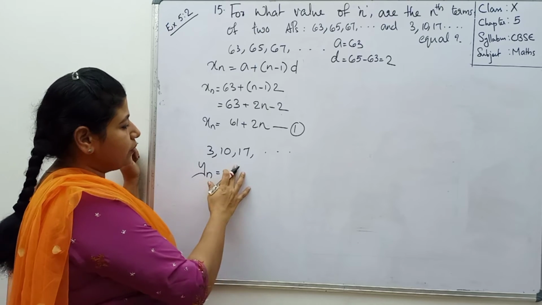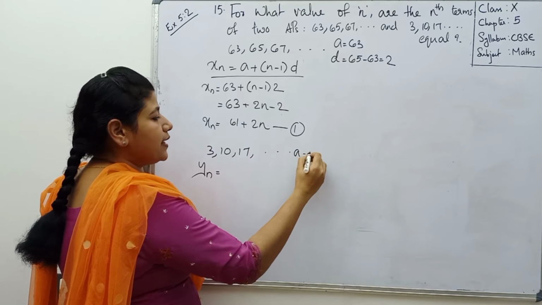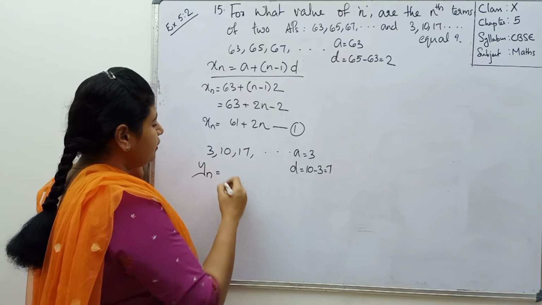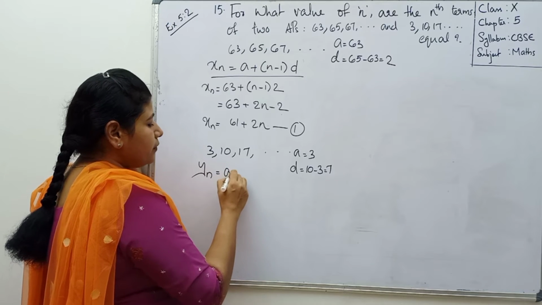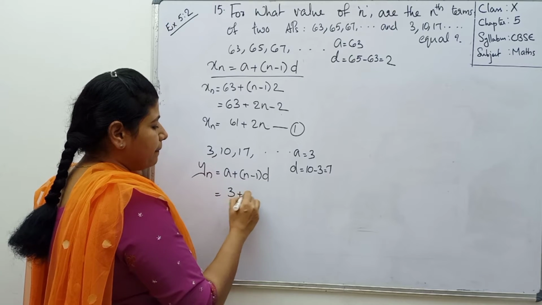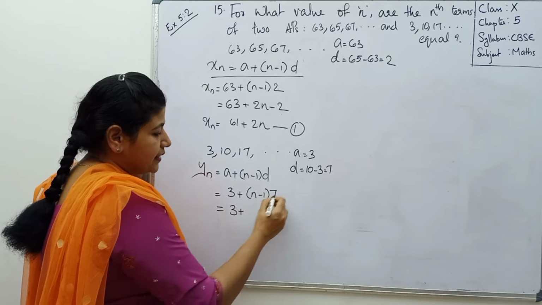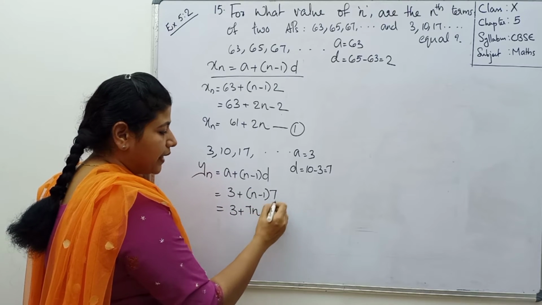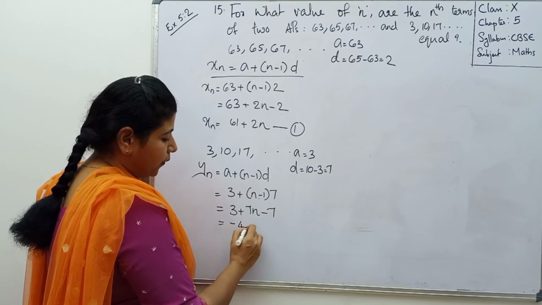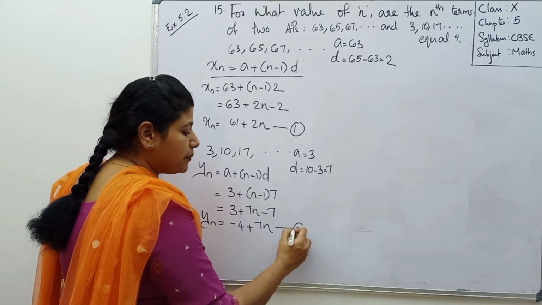Yn is the nth term of this sequence. In this case also, we can use the same formula. Here a is 3 and the common difference is 10 minus 3, which is equal to 7. Write the formula a plus n minus 1 into d, using a as 3 and d as 7. So 3 plus 7n minus 7 is 7n minus 4. So this is the nth term of the second progression.